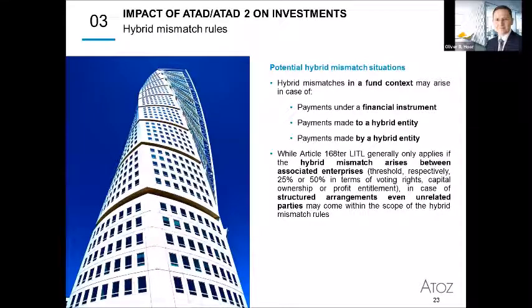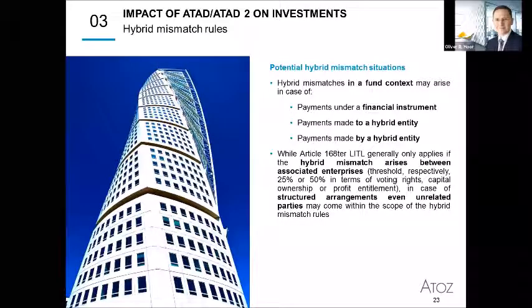One thing that's really important is that these hybrid mismatch rules in principle only apply in transactions between associated enterprises. In principle, the threshold is 50% or more. With respect to payments under a financial instrument, this threshold is reduced to 25%. And 25 or 50% in terms of voting rights, capital ownership, or profit entitlement.